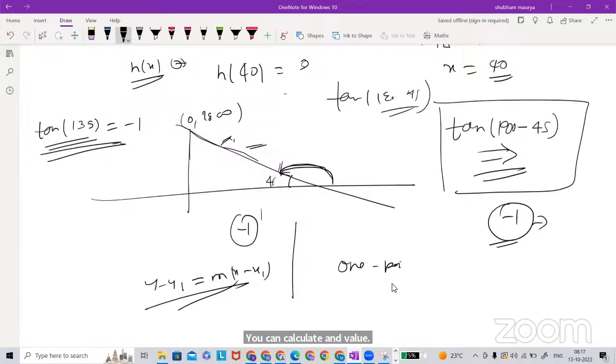Instead, we can find the coordinates of that point. Which point? That point means one is (0, 2800) and the second is on the x-axis. So how will we find this one?